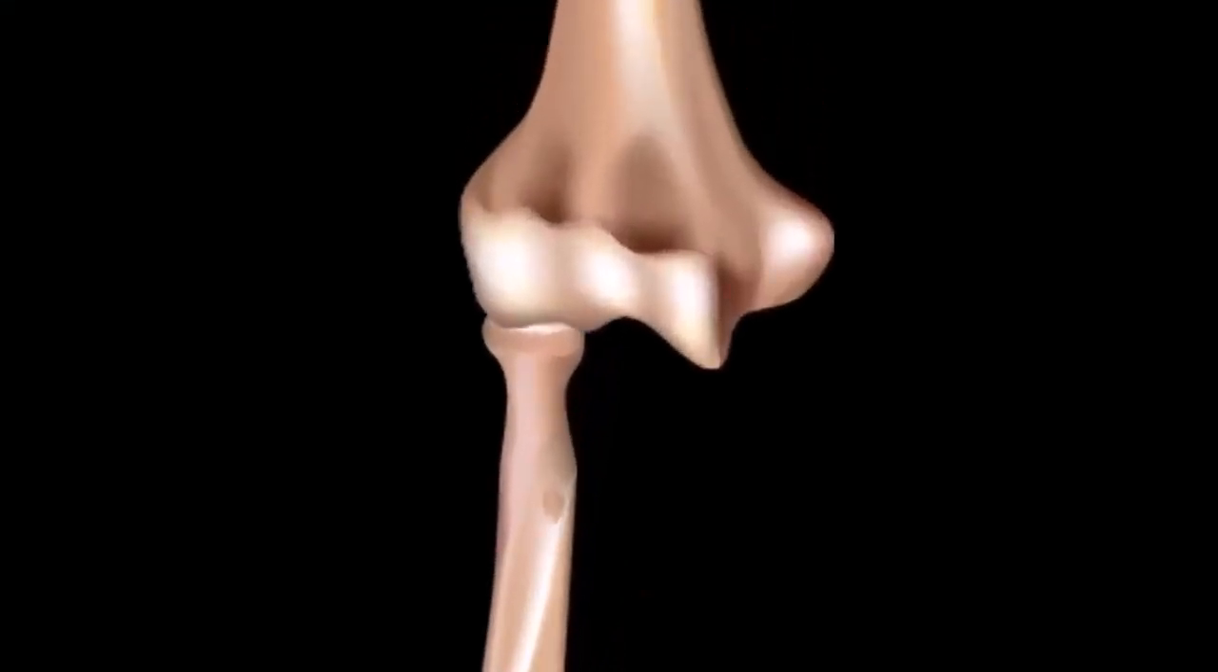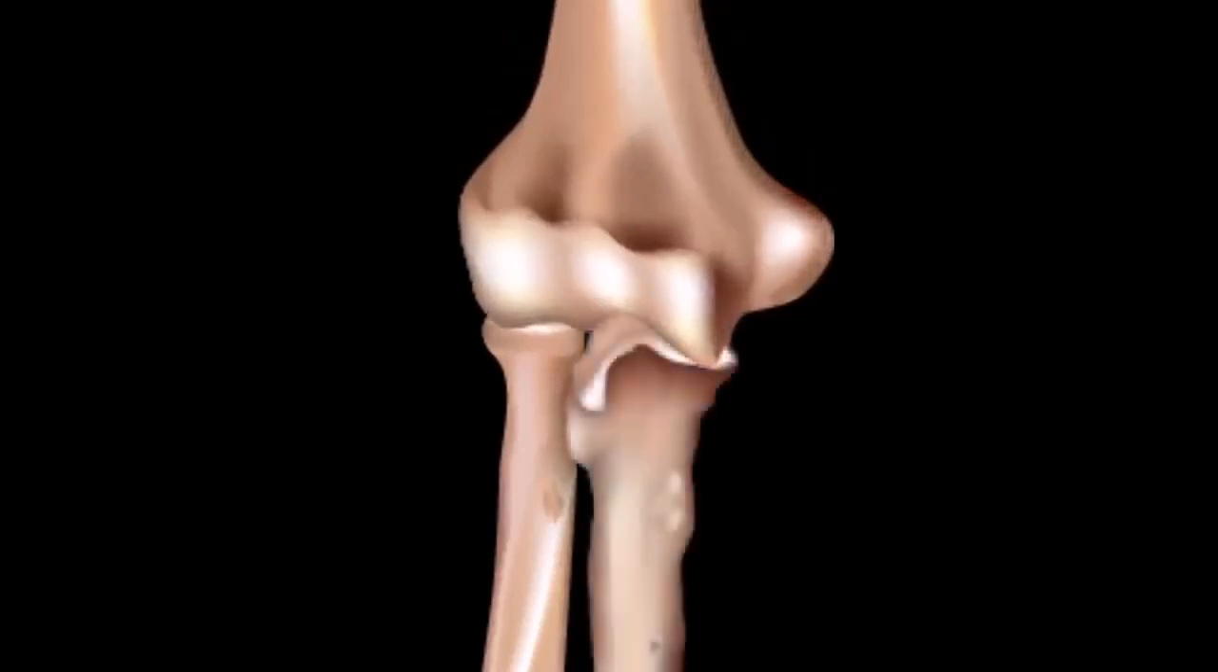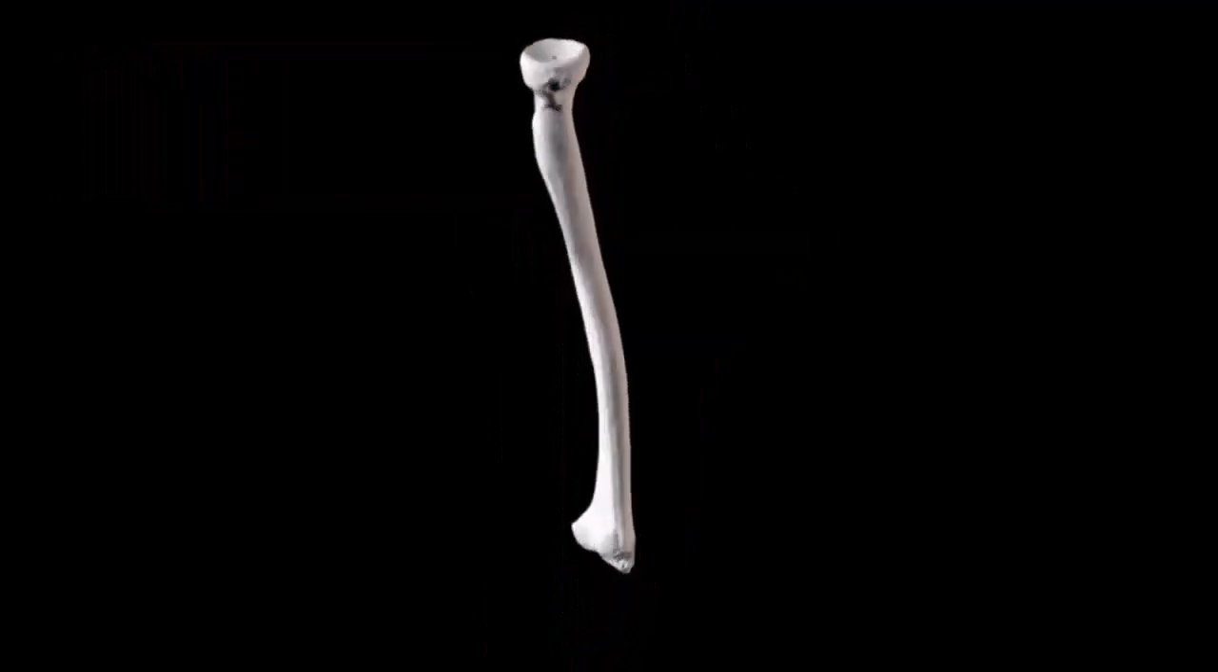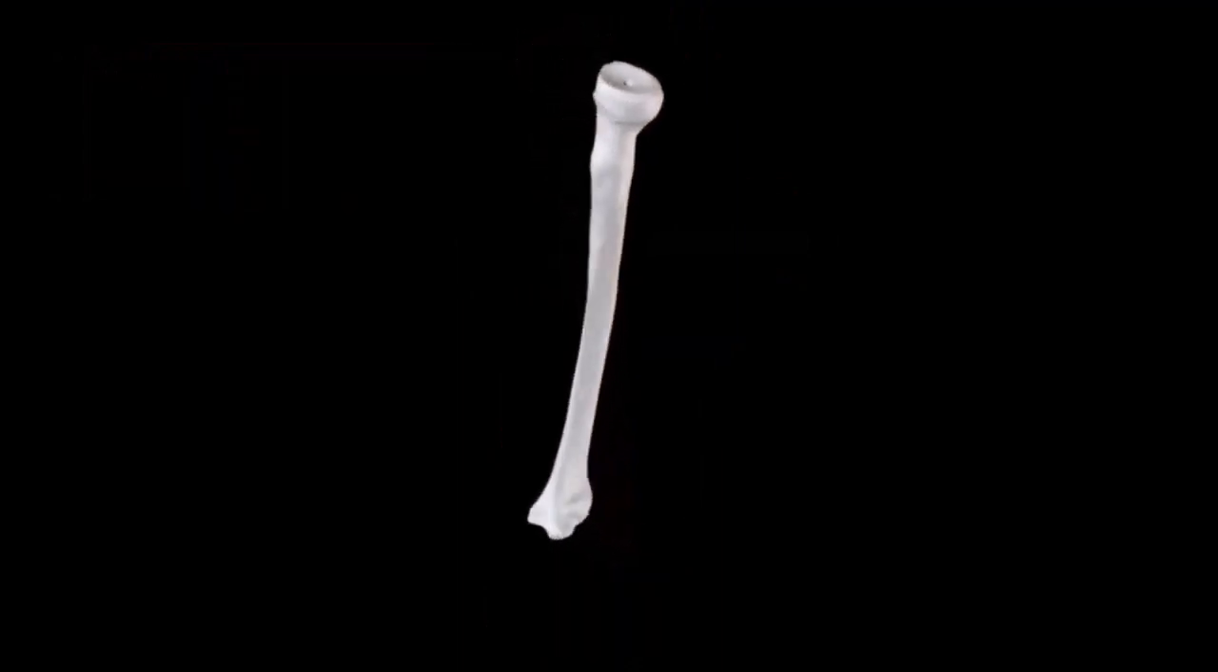The small depression on the surface of the head articulates with the capitulum of the humerus as part of the elbow joint, whereas the smooth outer margin of the head articulates with the radial notch of the ulna at the proximal radioulnar joint. The neck of the radius is a narrowed region immediately below the expanded head.